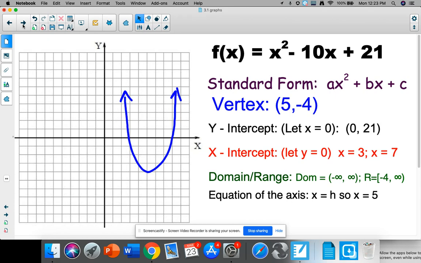Our domain is the same as it was before, negative infinity to positive infinity, and this time our range is, I think it's the same, from negative 4 to infinity. Our equation of the axis is still x equals h, so x equals 5 is our equation of the axis.